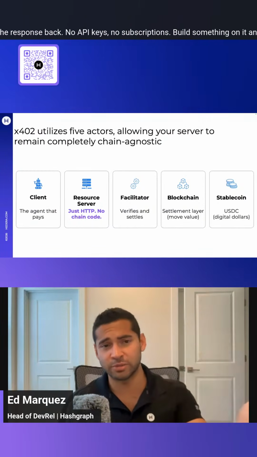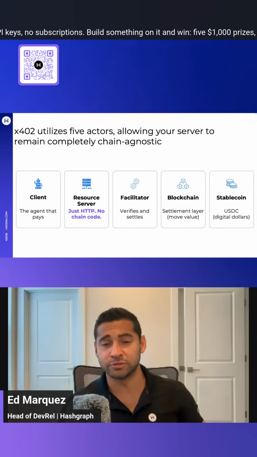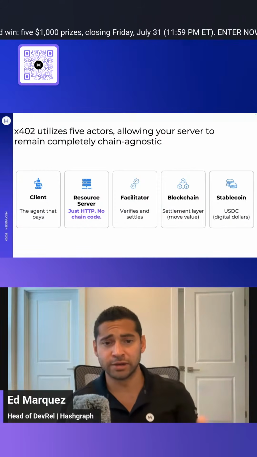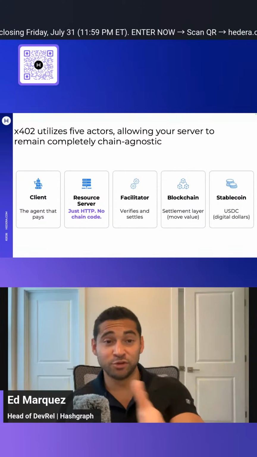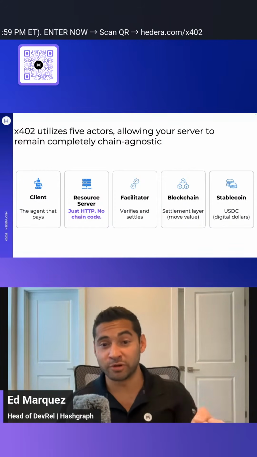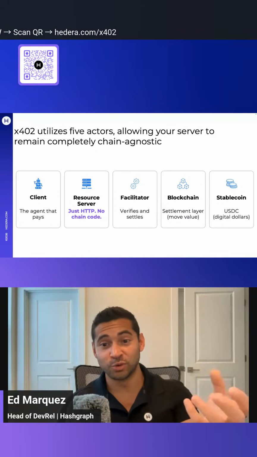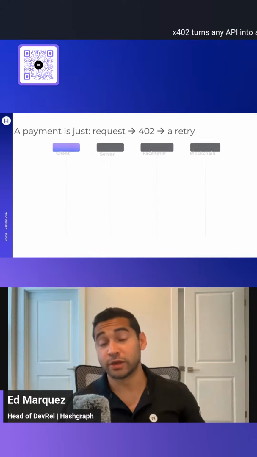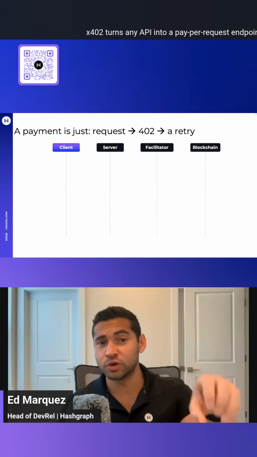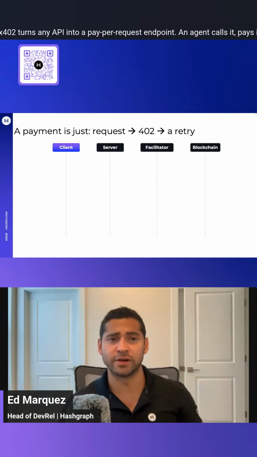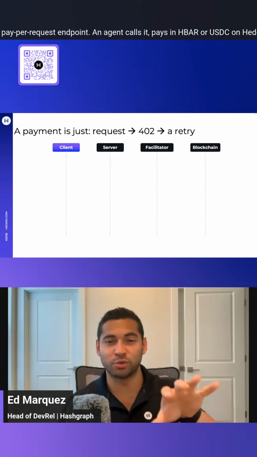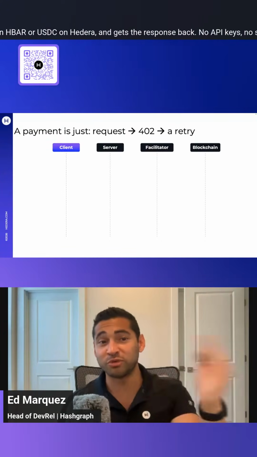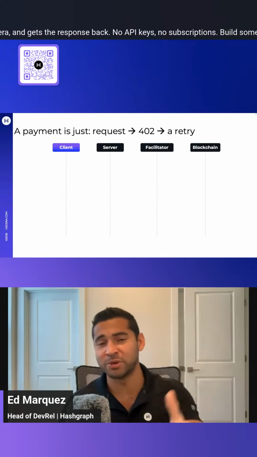And then you also have the settlement layer. So that's your distributed ledger, where the value is going to move. So that's Hedera and other networks. And then you also have the stablecoin. That's going to be the unit of account, something like USDC or a digital or tokenized dollar. It can also be, in some cases, the native token of a network, for example, HBAR on Hedera. And so in the simplest terms, I want you to think about x402 as one request, one rejection with a menu, and then a retry with a payment authorization.